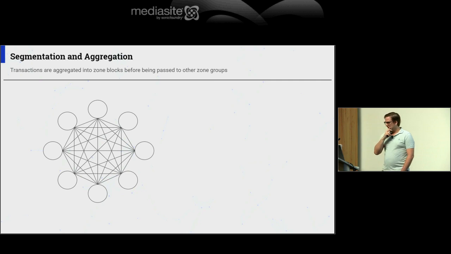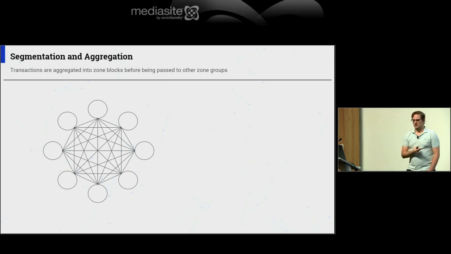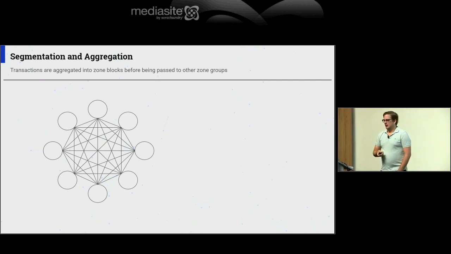So segmentation and aggregation is essentially the solution to our bandwidth problem. In a traditional blockchain system, I have nodes. These nodes have peers, and they're essentially transmitting transactions on an open outcry basis. So if I have 100 peers, I'm going to hear about a transaction 100 times. And that's essentially where the inefficiency of the bandwidth usage comes from.